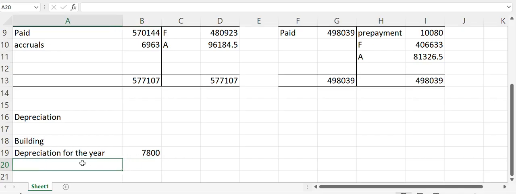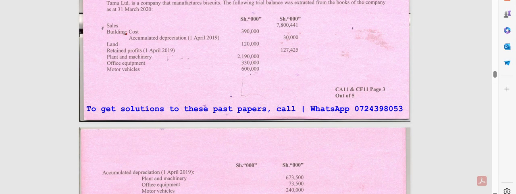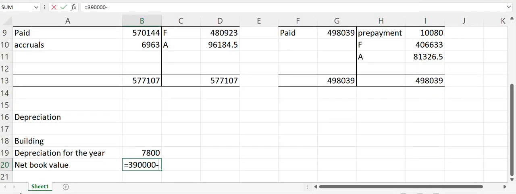So to get net book value, then net book value that will be recorded in the statement of financial position, we are going to say 390,000 minus accumulated depreciation, which is 30,000, then minus depreciation for the year, which is 7,800. So you get that. So we are done with building.